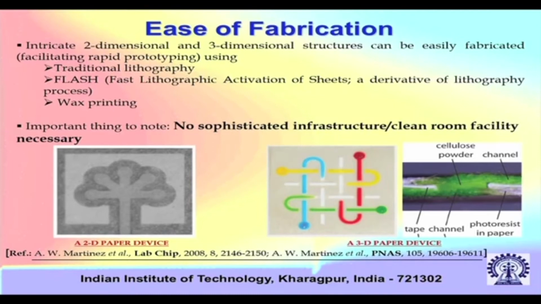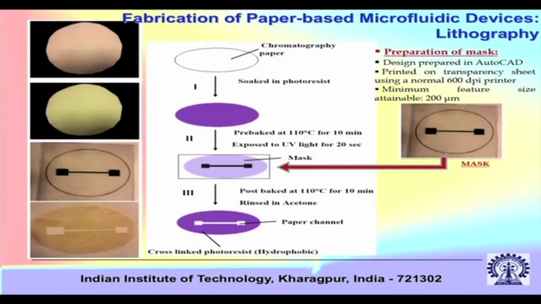A paper based microfluidic device is a device where you make microchannels on paper. How do you make microchannels on paper? You basically block the pores in certain transverse directions, so that fluid will flow only along the longitudinal direction, that is the direction of your microchannel. For that we are usually interested in a low cost way of making microfluidic channels on paper, typically where no sophisticated infrastructure or clean room facility is necessary.